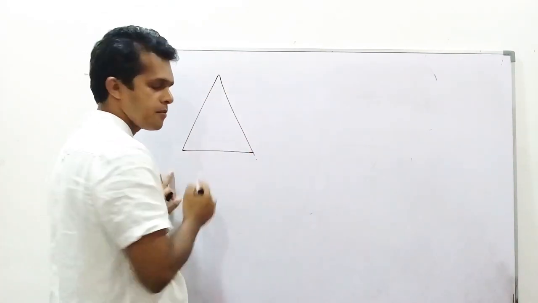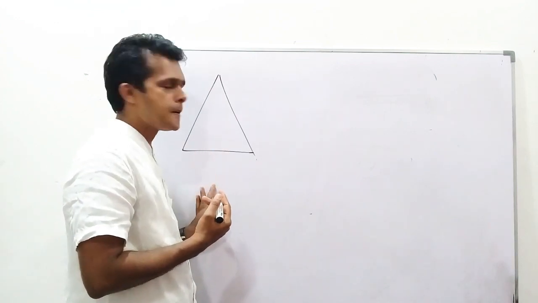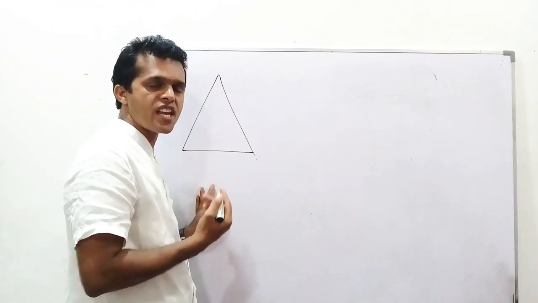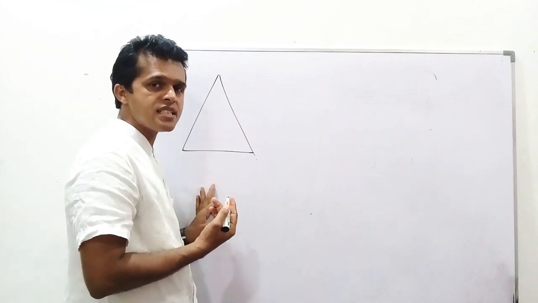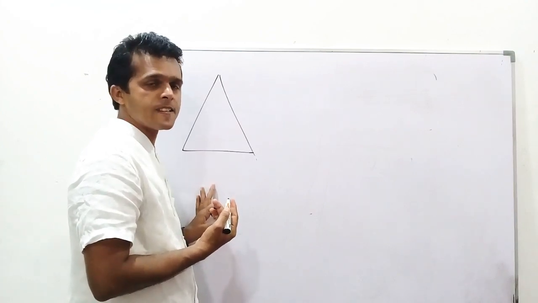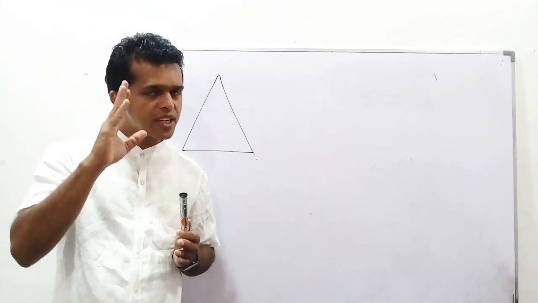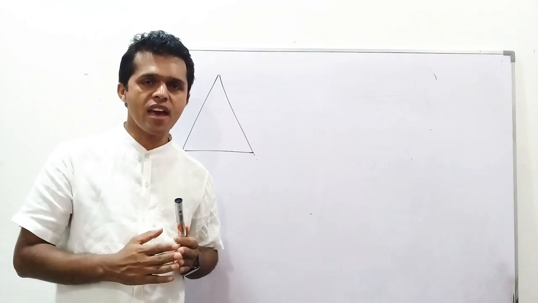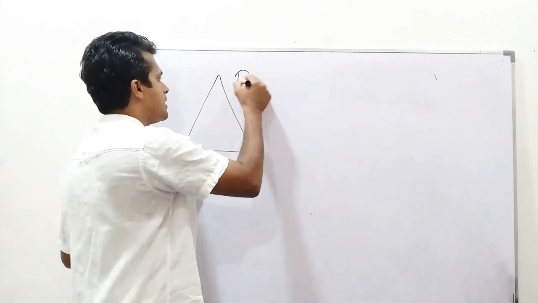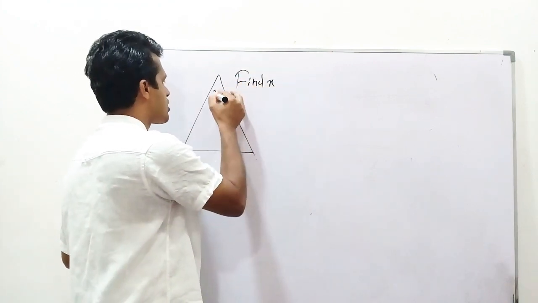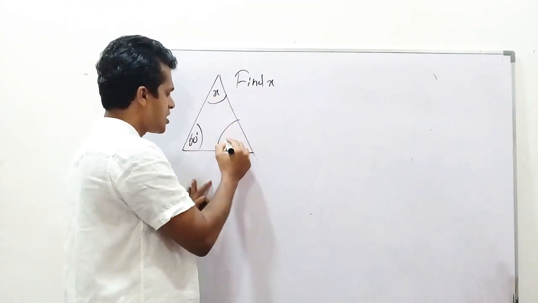Triangles. In this segment, we should learn the sums related to finding the sum of interior angles of triangles. You know that the sum of interior angles of any triangle is 180 degrees. First, let's find the value of x of this triangle. This is x, this is 60 degrees, this is 50 degrees.